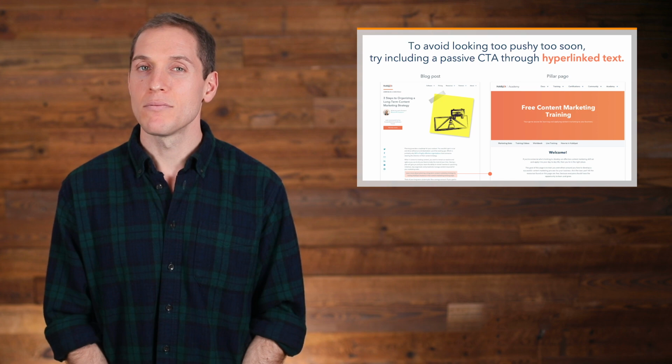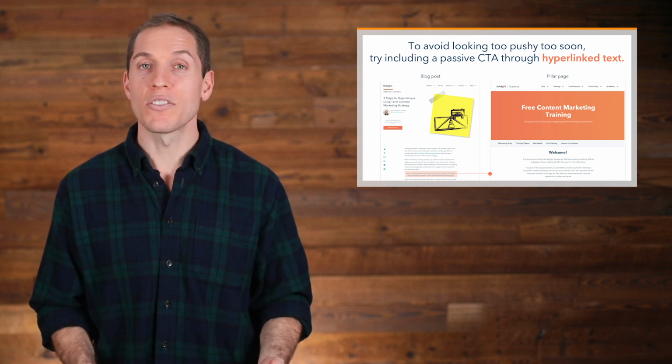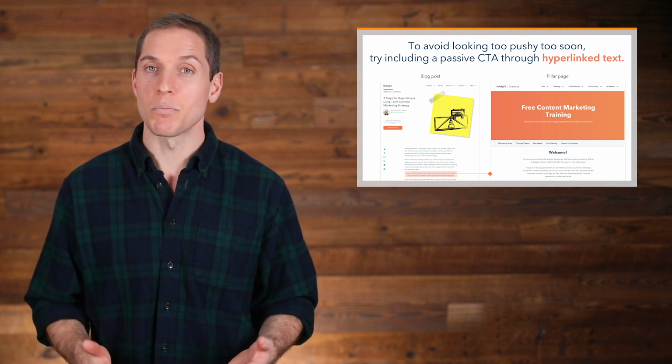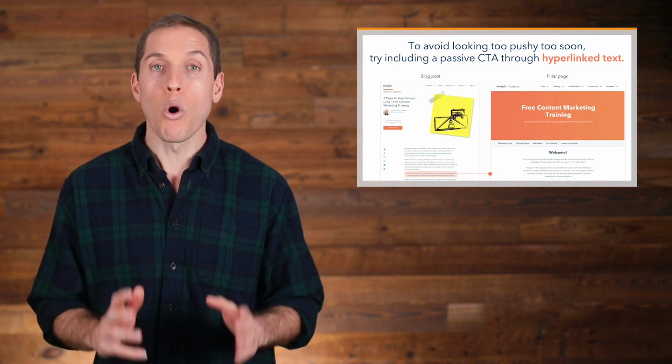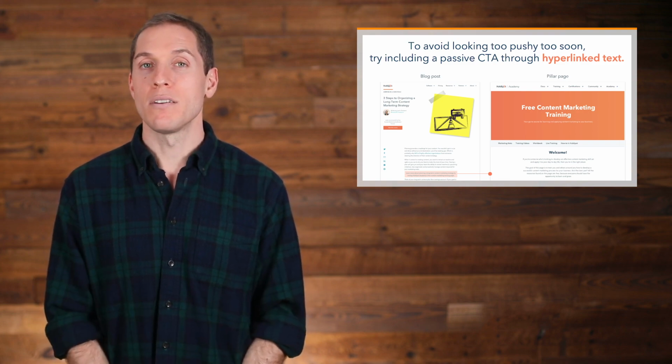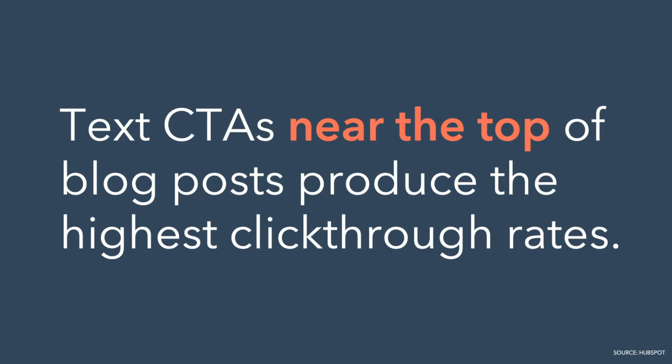Probably not. HubSpot performs CTA tests all the time, from image and text CTAs to placement of the CTAs. We're always looking for ways to improve click-through rate. Interestingly enough, we found that text CTAs near the top of blog posts produce the highest click-through rates. Something you may want to keep in mind and test on your blog posts.